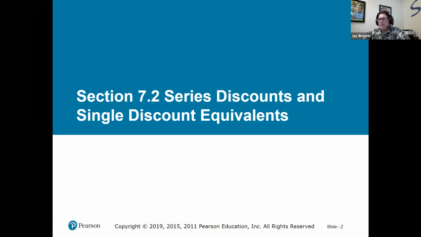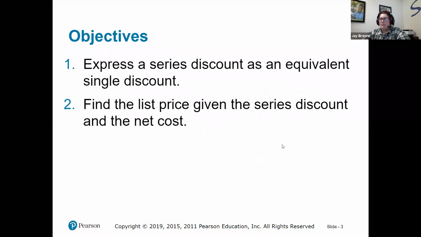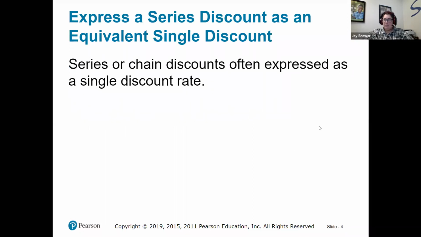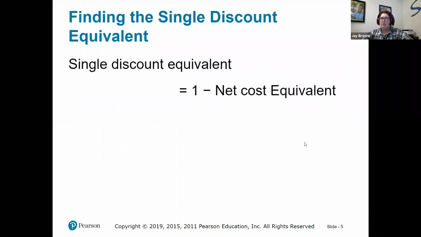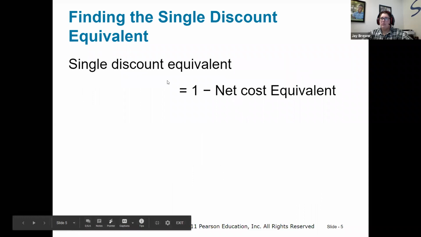All right. Series discounts and single discount equivalents. Express a series discount as an equivalent single discount and find the list price given the series discount and the net cost. So this is just picking up basically where we left off. Series or chain discounts are often expressed as a single discount rate. To find the single discount equivalent, subtract the net cost equivalent from 1, and write as a percent. So 1 minus the net cost equivalent.